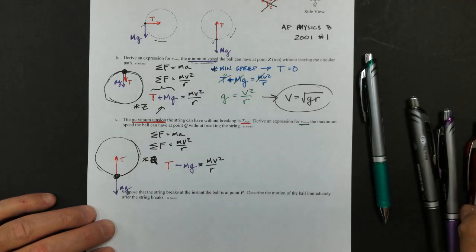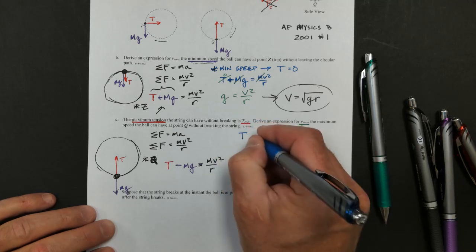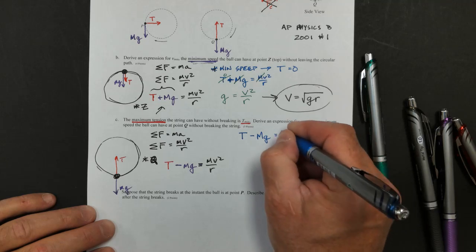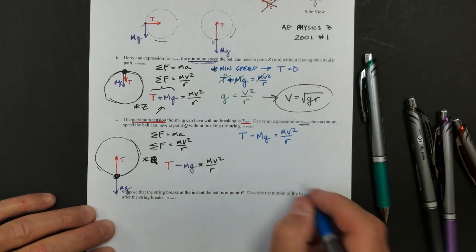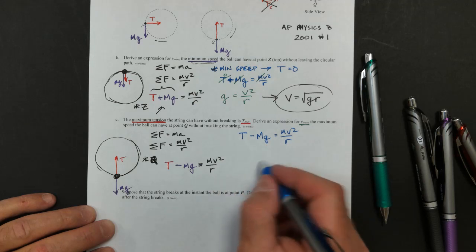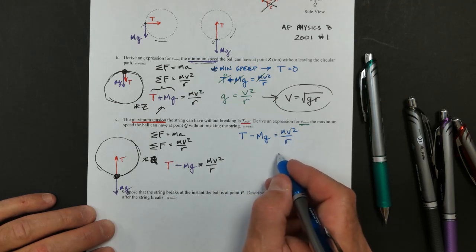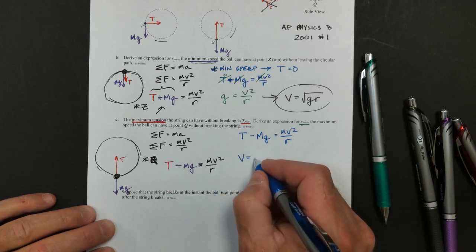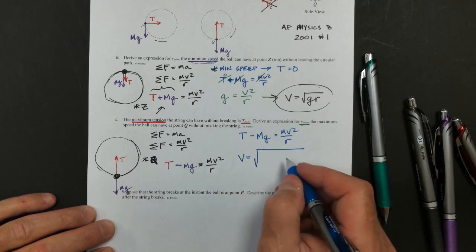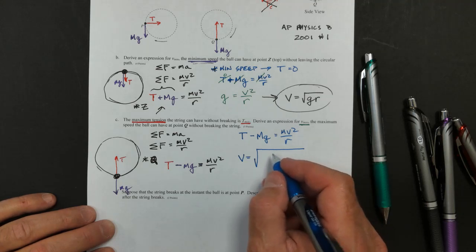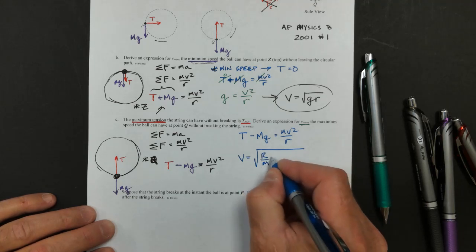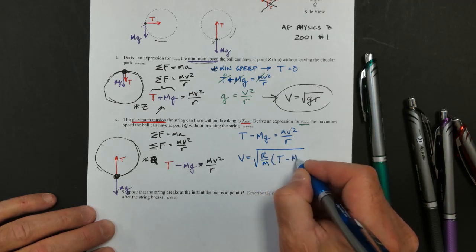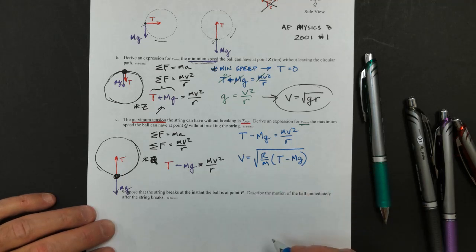Okay, so again, I'm going to write this expression up here, all in one color, so we can keep track of what's going on. T minus mg equals mv squared over r, and when we solve, we're going to multiply both sides times r, divide both sides by m, and then take the square root, so we end up with v equals the square root of, what are we going to have? We're going to have r over m times T minus mg. And that's the answer. That's as simplified as we need to get.